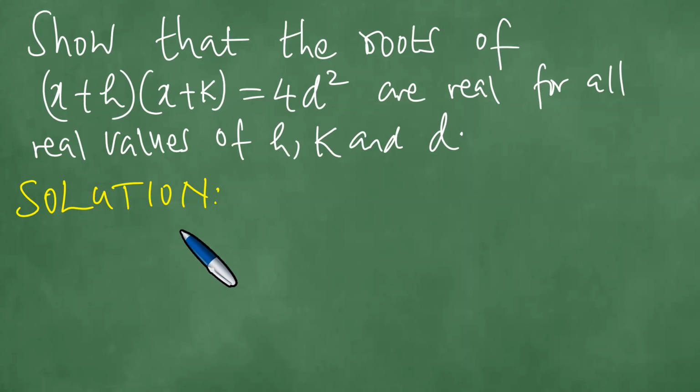Right, please show that the roots are real for all real values of h, k, and d. And to show that those roots are real, we need to show that delta is greater than or equal to 0. That is all.